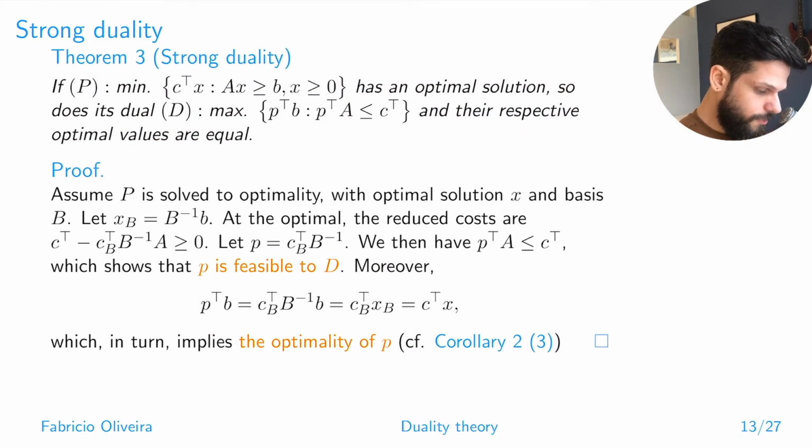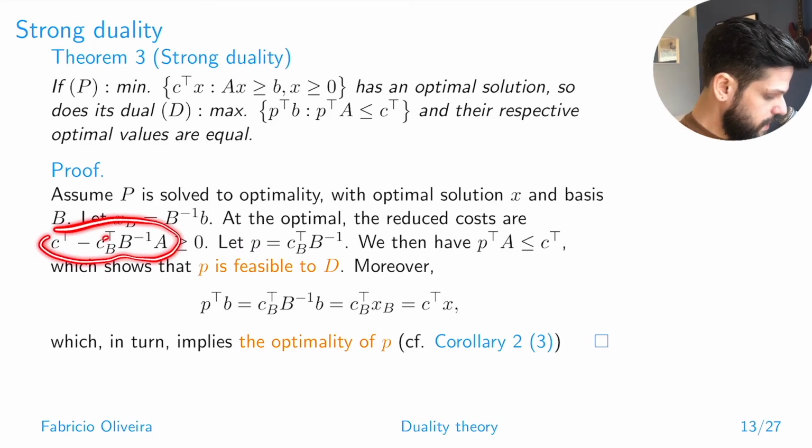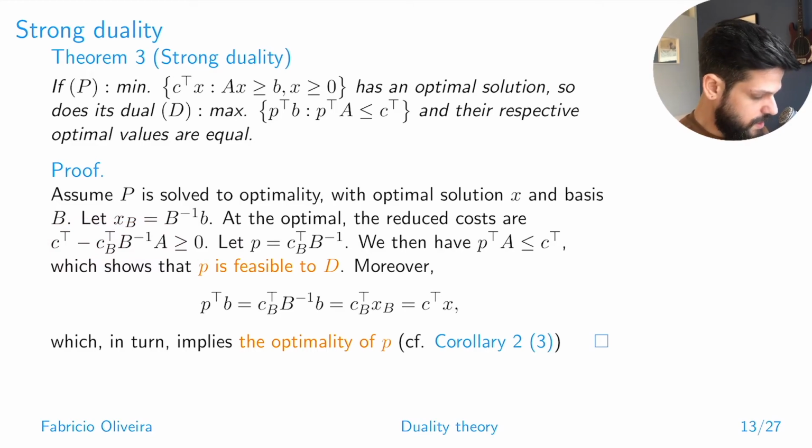So here is the proof. Basically, let's assume that P is solved to optimality. So it has an optimal solution X with an optimal basis B, and therefore we can calculate the value of X_B being such. We know that our reduced costs at the optimal are calculated like so. Remember that this is the part of the c associated with the basic variables for your current basis, inverse of B times A. Now, on purpose, I'm going to say my p is defined like such.